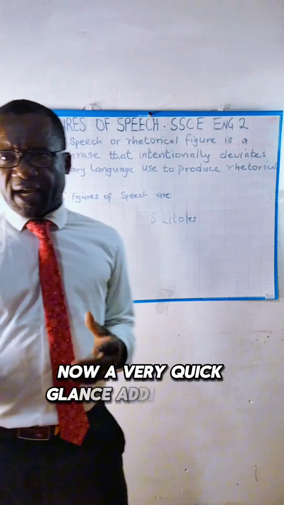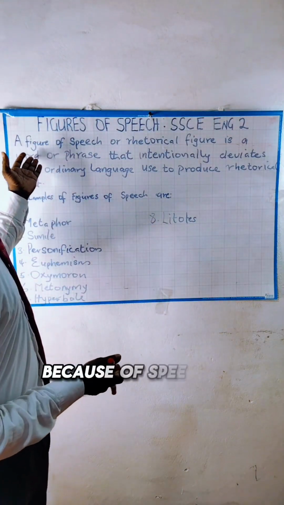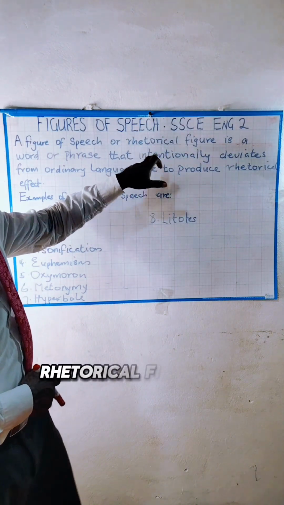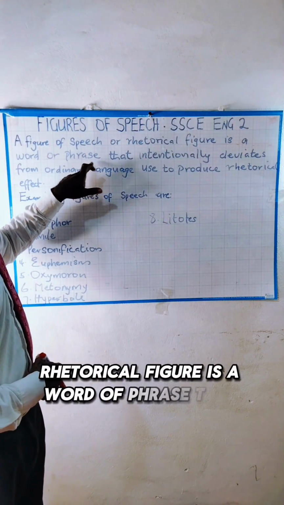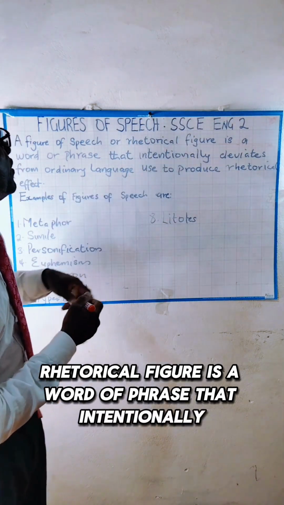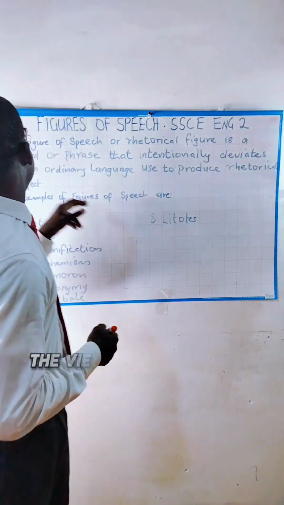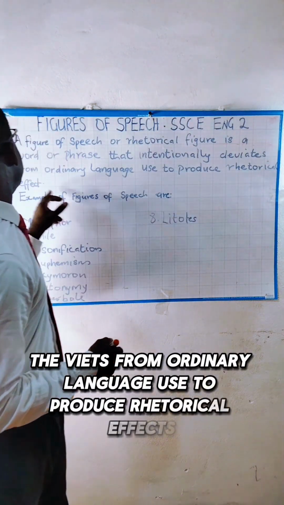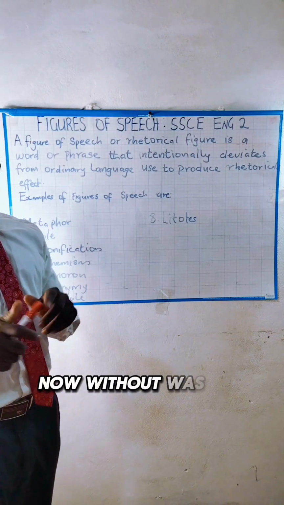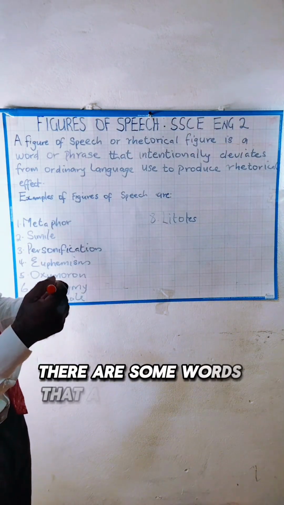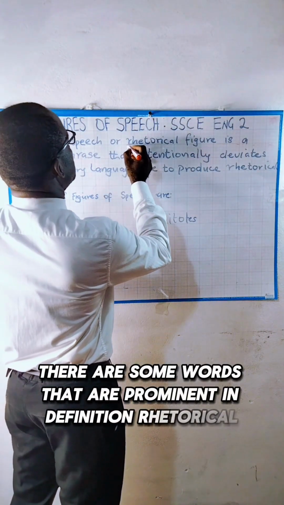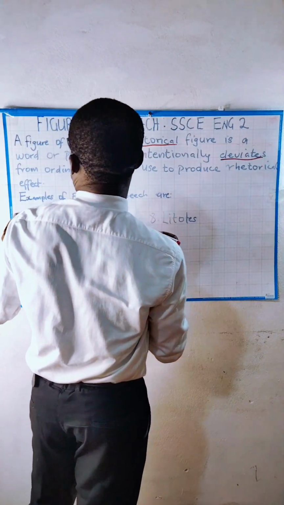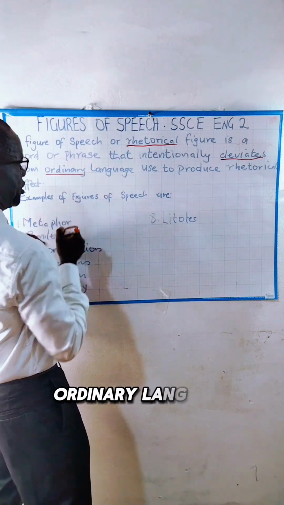Now, a very quick glance at a dictionary will tell you that a figure of speech, or rhetorical figure, is a word or phrase that intentionally deviates from ordinary language use to produce rhetorical effect. Now, without wasting time, there are some words that are prominent in this definition. Rhetorical, and then deviate or deviation. Of course, again, ordinary language.